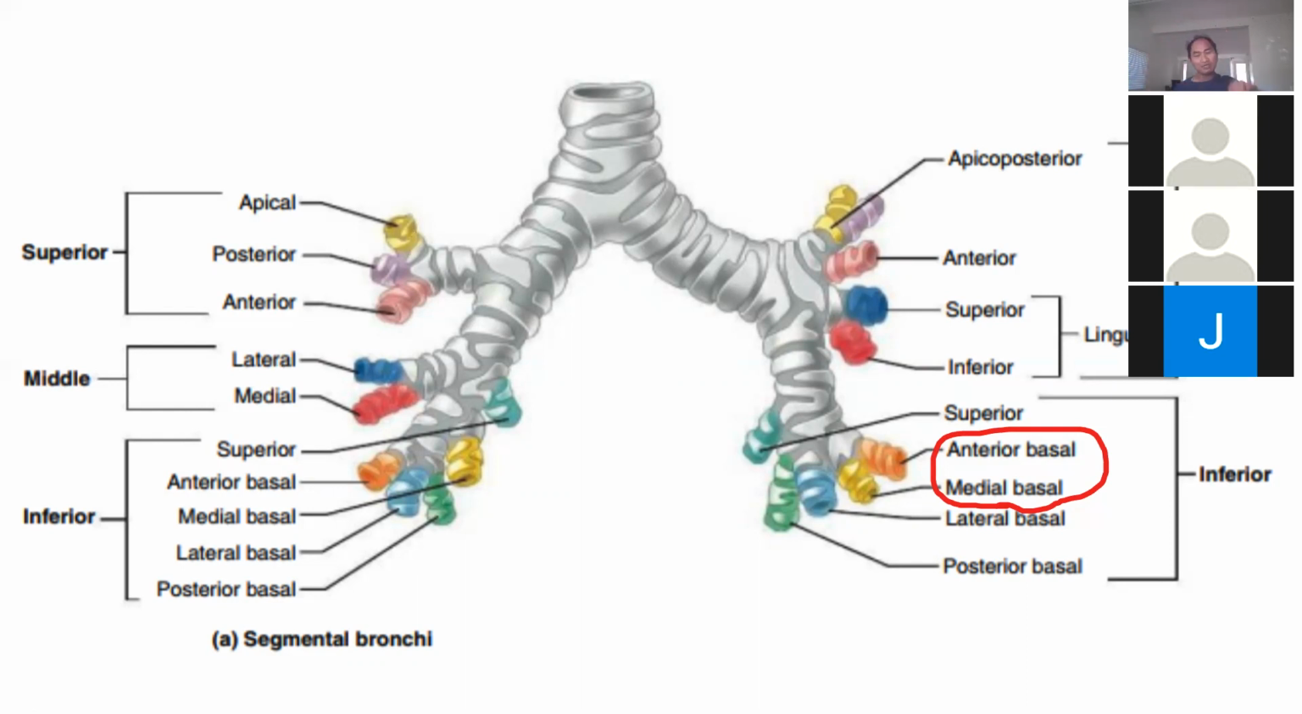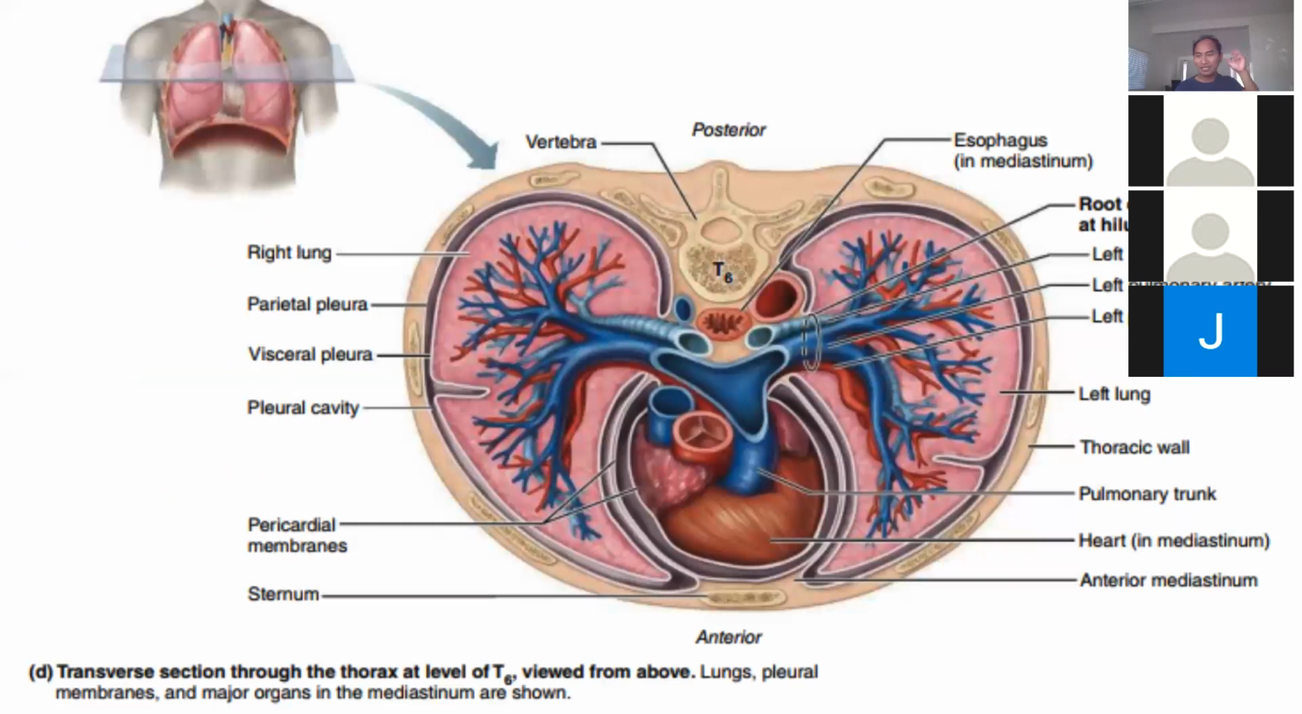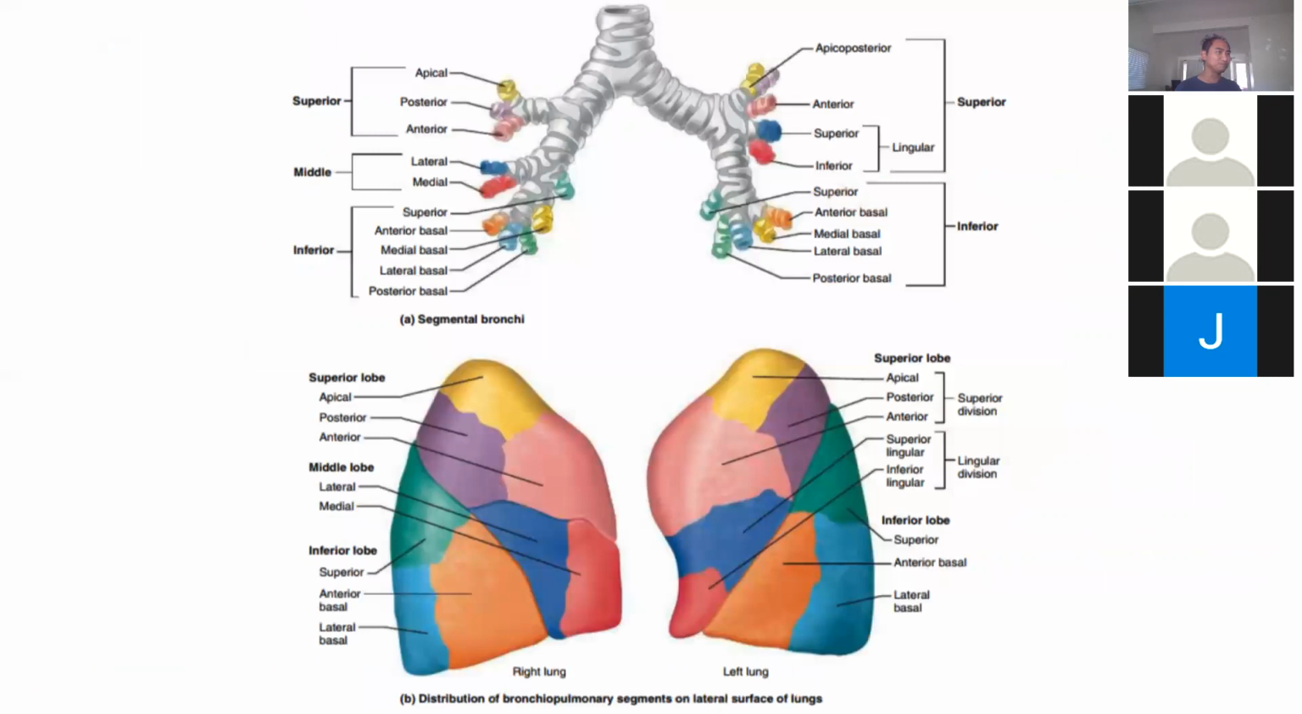One segment is separated from another segment with connective tissue. So the good thing is, if there is infection in the apical bronchopulmonary segment, we can take only the apical portion off. If there is any cancer in the apical segment of the right superior lobe, then we can take only the apical portion of the lung. So infection is contained as much as possible in each individual segment. If not, it goes into the individual lobe. That is the way the human body tries to contain infection.